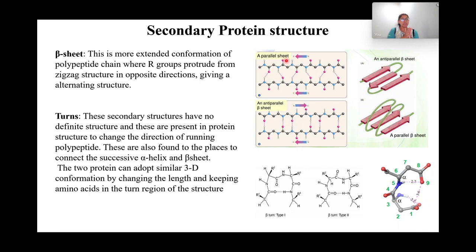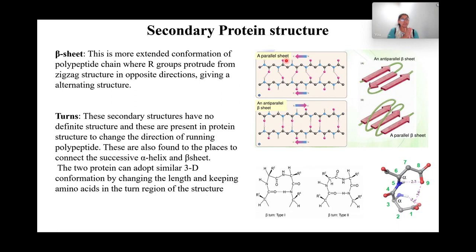So here you can see that if they are parallel to each other, the strands are connected by these kinds of interactions or structures. If they are anti-parallel to each other, then they will be connected by the N and C terminals. So if you consider this C connected to N, and this C will be connected to the next N. So that's how they get connected to each other.